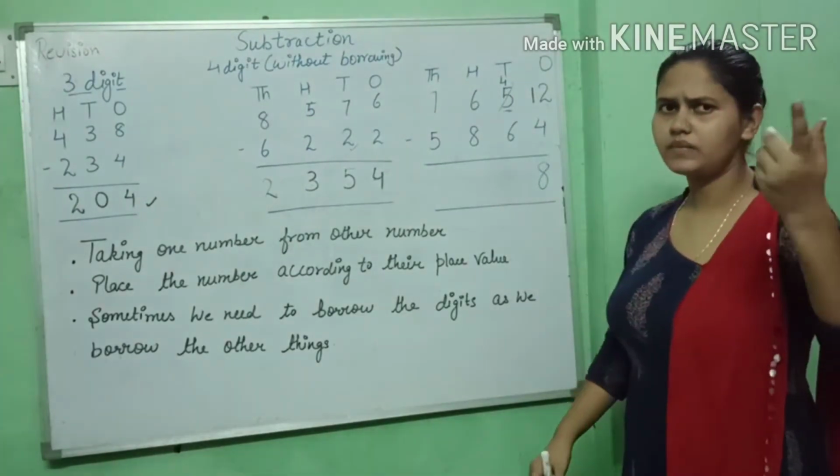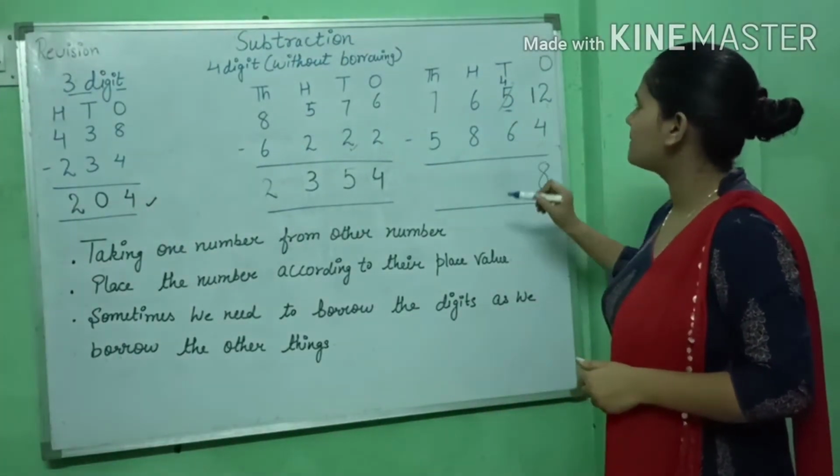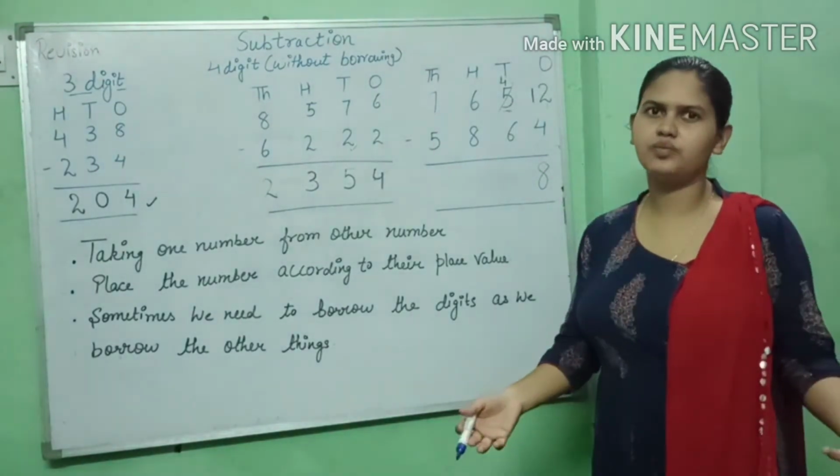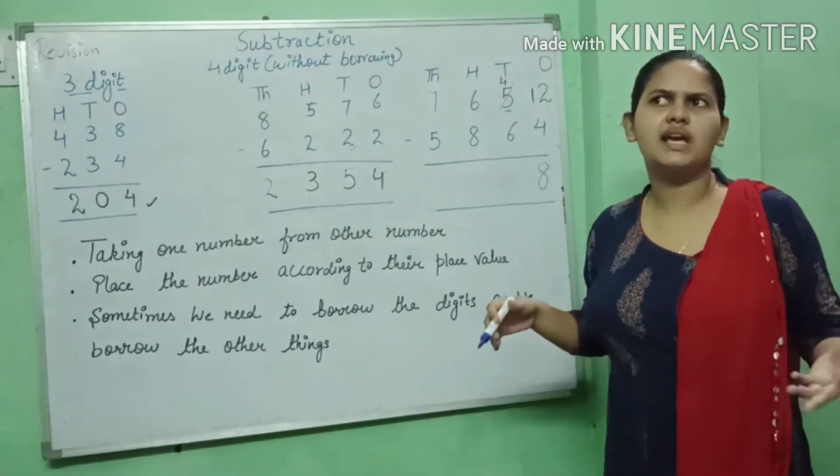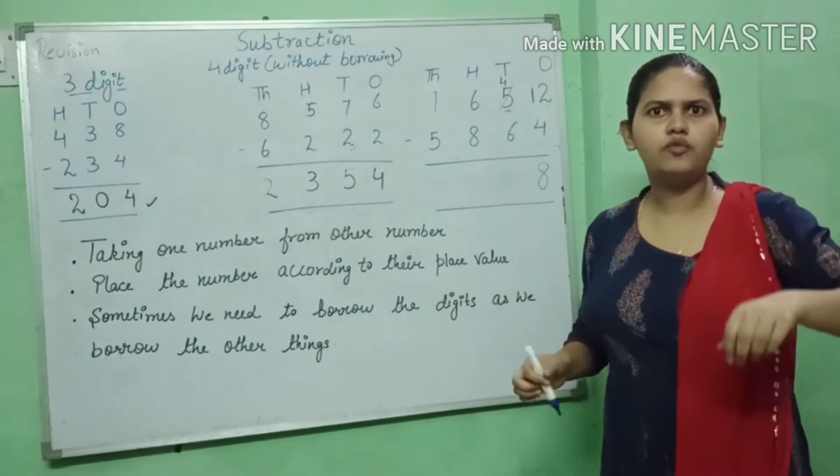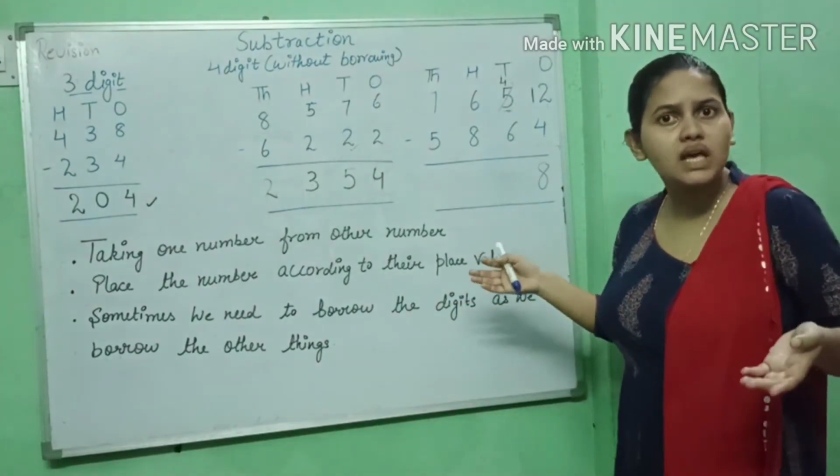8. Come to the next. 4 minus 6. Now there is also a problem. How can we minus 6 from 4? There is 4 and we are going to minus 6.